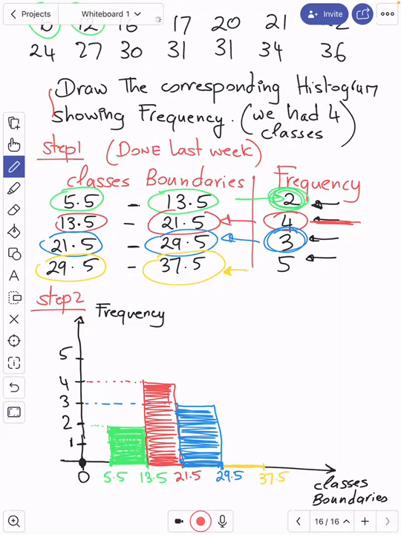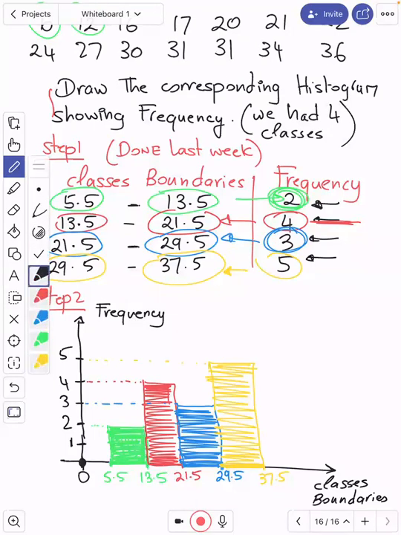And finally, for the last class, the frequency is 5. This yellow interval represents my fourth class, so I'm going to draw a rectangle here with height equal to 5. That's the frequency of my fourth class. Okay, so that will be the histogram of this data. That's my histogram.